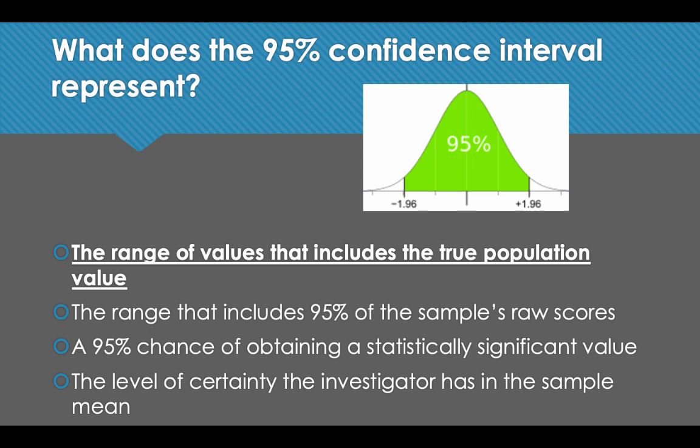What does the 95% confidence interval represent? So I've added a little graphic here to give you a picture, but the 95% confidence interval is the range of values that include the true population value. So when you think about a set of data, and this here is showing a bell curve, but it doesn't necessarily have to be a perfect bell curve like this one. But when you have a set of data, you're going to have a certain number of standard deviations out.